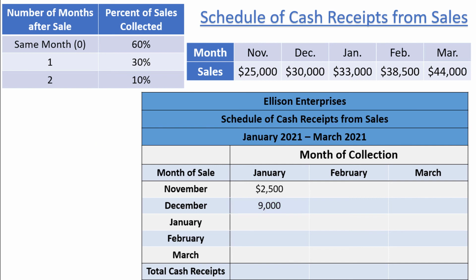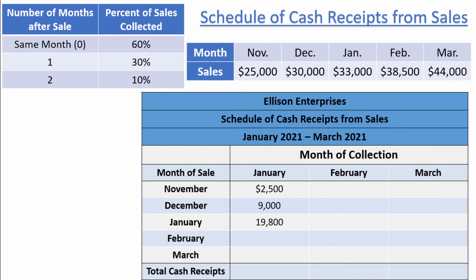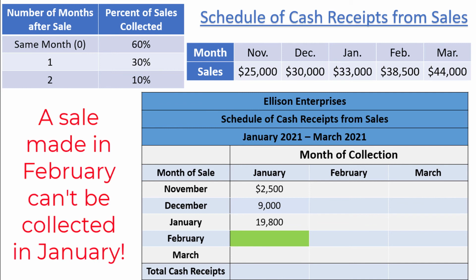Next, we have the matchup of January sales, which are collected in the same month, January. Our table tells us 60% of the sales are collected in the month of the sale, so we take 60% of the $33,000 January sales, which is equal to $19,800. The next row down is for the February sales collected in January. Unless our customers have a time machine, there's no way they will pay us in January for a sale that won't be made until February, so we can leave this cell blank. The same idea applies to the March sales. March sales will certainly not be collected in January.